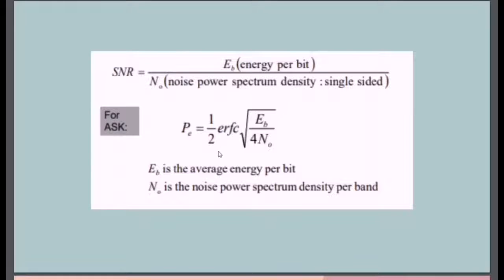SNR is Eb over N0. Eb is the energy per bit and N0 is the noise power spectral density, single-sided. For ASK, this Pe is equal to half erfc of the square root of Eb over 4 N0. Eb is the average energy per bit and N0 is the noise power spectral density per band.